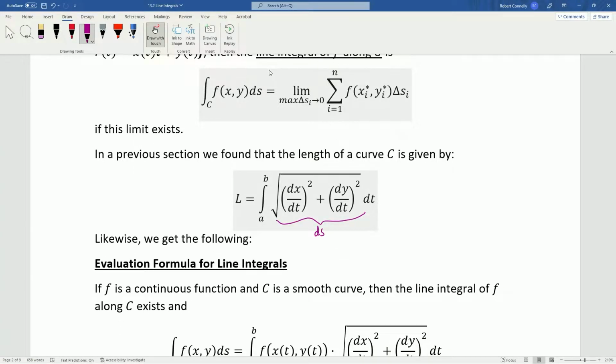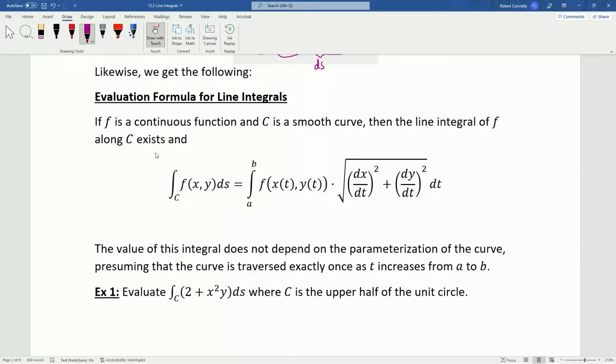So that means if we want to find this integral of f of xy ds, we can instead use this evaluation formula for line integrals, which is to say that the integral over C of f of xy ds equals the integral from a to b of f of x of t, y of t times the square root of dx/dt squared plus dy/dt squared times dt, where this curve x of t, y of t is traversed exactly once as t increases from a to b.